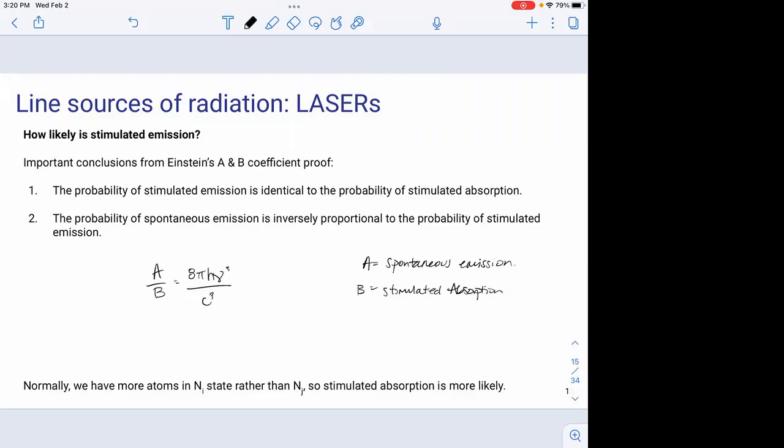Okay, so the problem here is that normally, if you think about this inverse relationship, we have more atoms in the n sub i state rather than the n sub j state. That's what the Maxwell-Boltzmann distribution told us. So stimulated absorption is more likely than stimulated emission. That's not great because that means no laser.